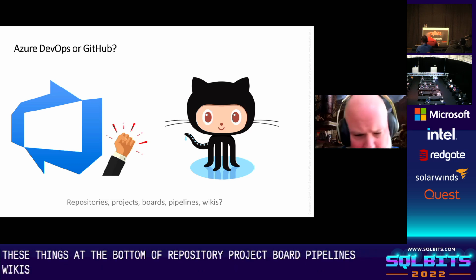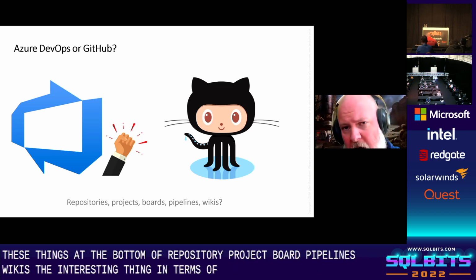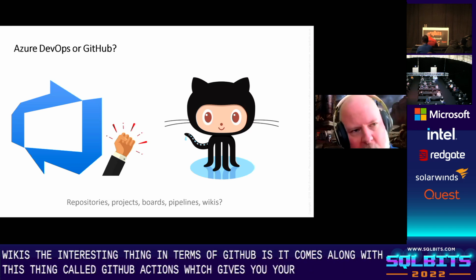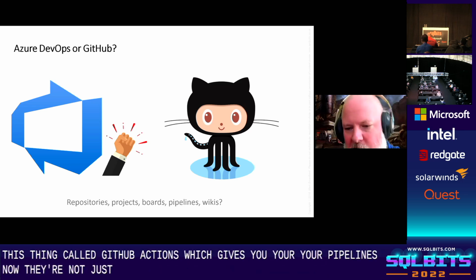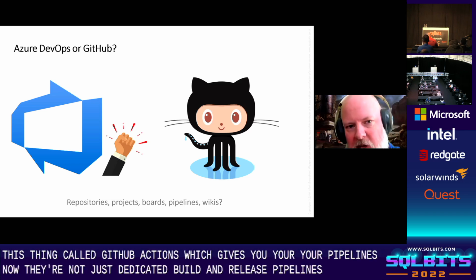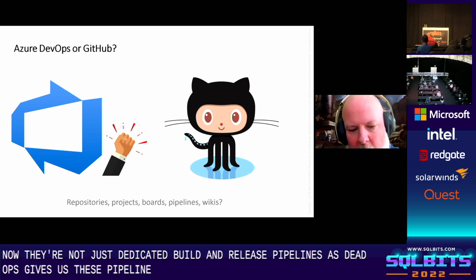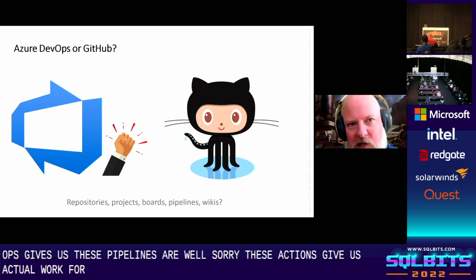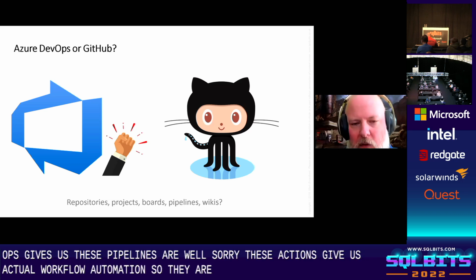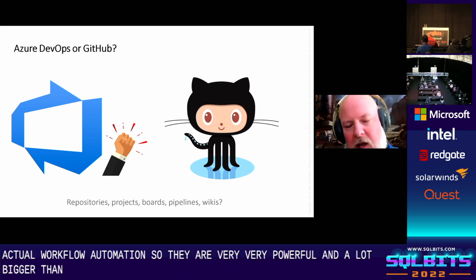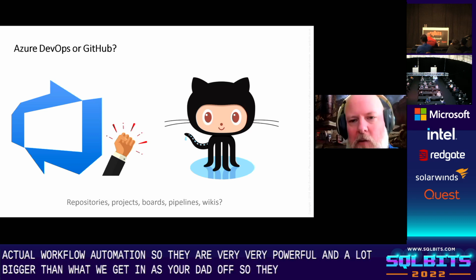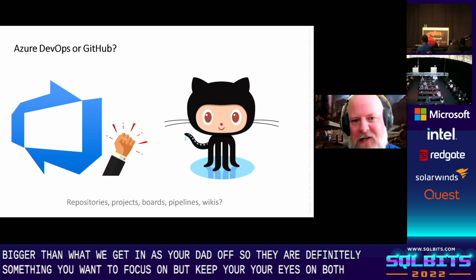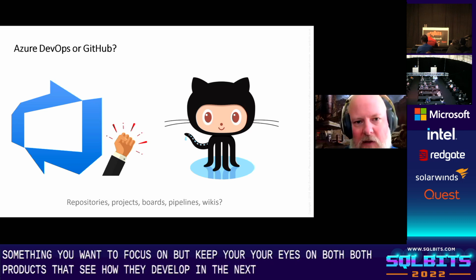The interesting thing in terms of GitHub is it comes along with this thing called GitHub Actions, which gives you your pipelines. Now, they're not just dedicated build and release pipelines as DevOps gives us. These actions give us actual workflow automation. So they are very, very powerful and a lot bigger than what we get in Azure DevOps. So they are definitely something you want to focus on. But keep your eyes on both products. Let's see how they develop in the next 2 to 5 years.